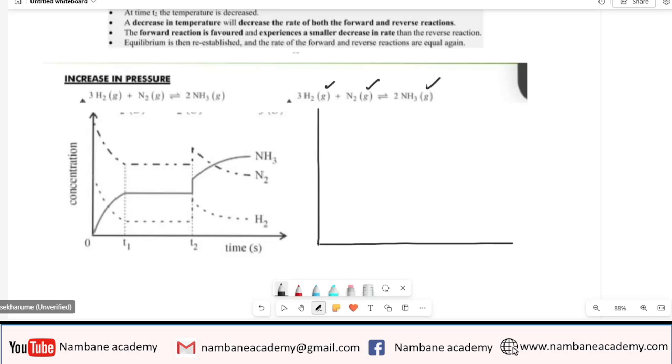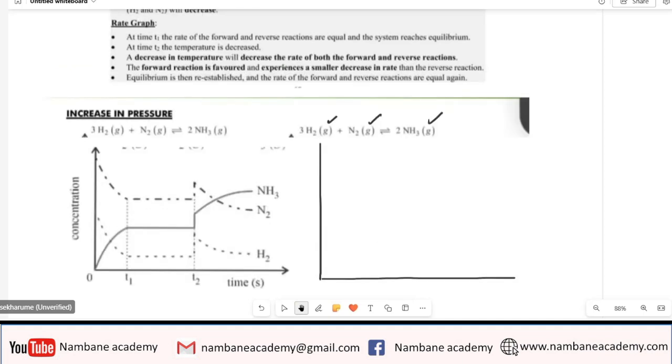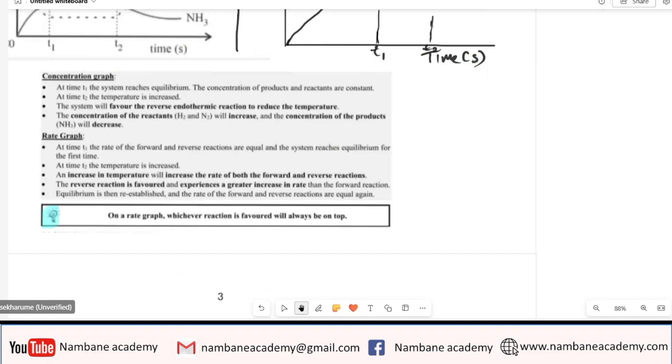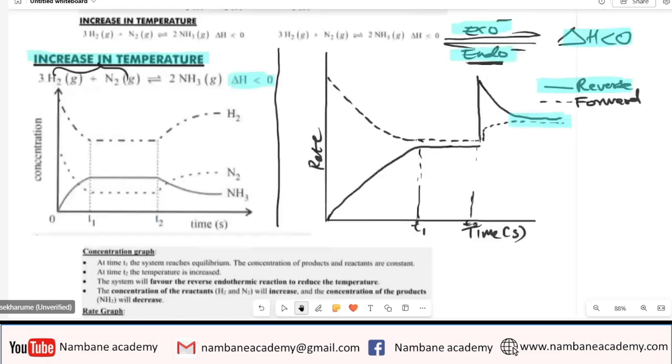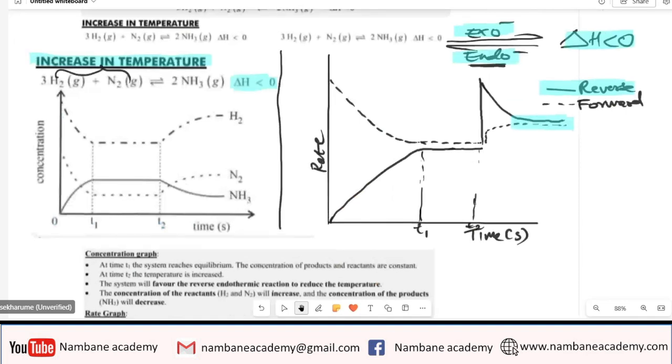I did not explain the concentration graphs. I'm sorry about that. I assumed the concentration is not difficult. Can we just go back to the concentration? The concentration versus time. I'm increasing the temperature. I'm going to favor the reverse. So let us look at the reverse, which is the solid line.